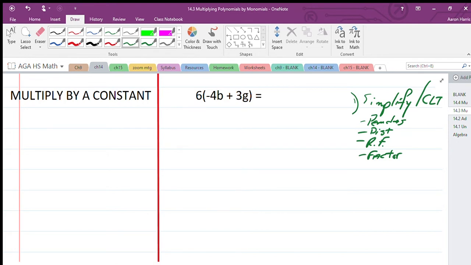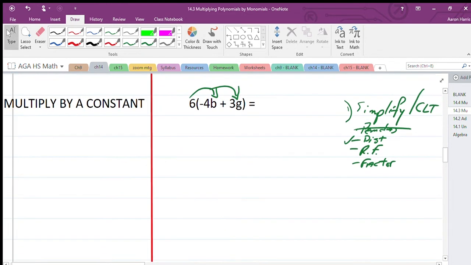So now, what are we going to do? Anything to do with PEMDAS? Well, there's something in the parentheses, but nothing that I can actually add or subtract. So nothing to do with PEMDAS. Can I distribute? Yes. What am I going to distribute? This 6 into both terms. I have 2 terms here. What do the arrows mean? They mean multiply. So therefore, 6 times negative 4b.